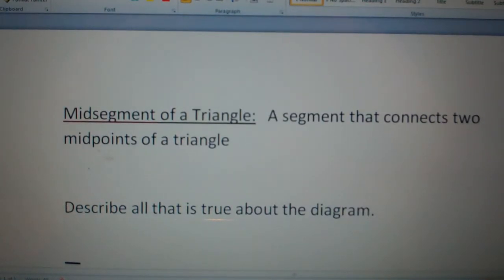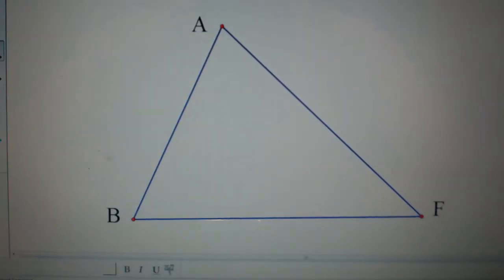And first we need to define what a mid-segment is. The mid-segment of a triangle is a segment that contains two midpoints of the triangle, or connects two midpoints of the triangle. So if we look here at our diagram, we can draw two midpoints.